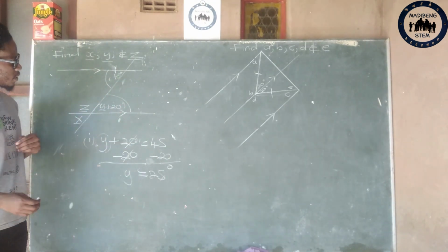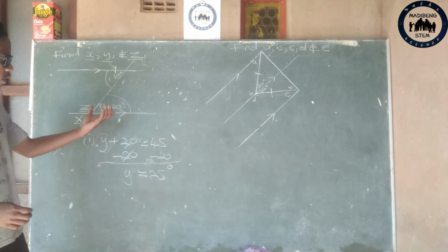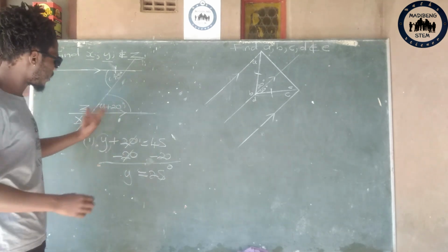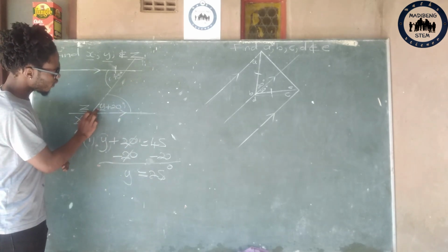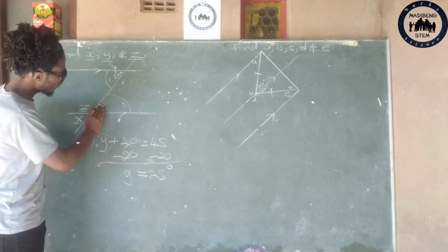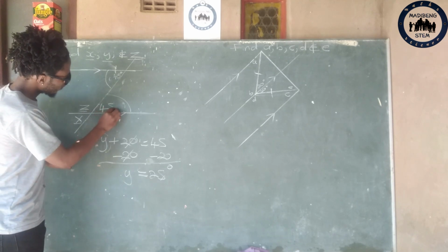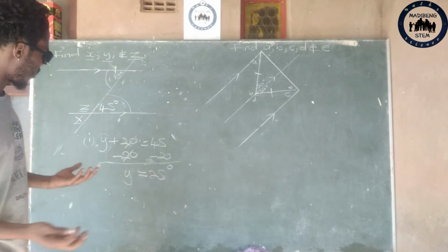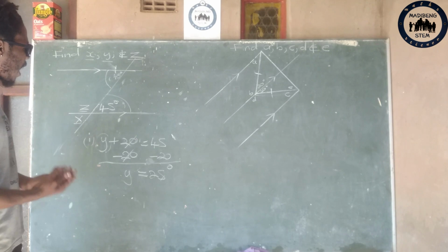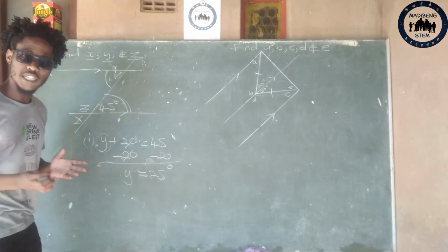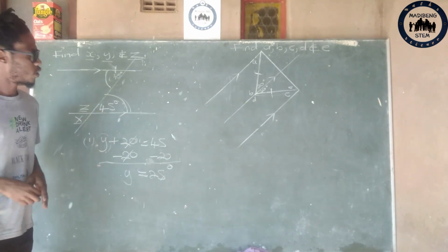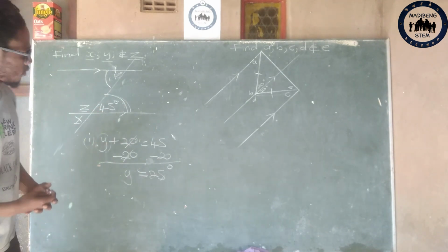So instead of y plus 20, we add our 25 plus 20. So 25 plus 20 gives us 45. Is it true, guys? Yes, it's true. Why? Because now we can see that this angle indeed is equal to this angle. So they are alternating angles.